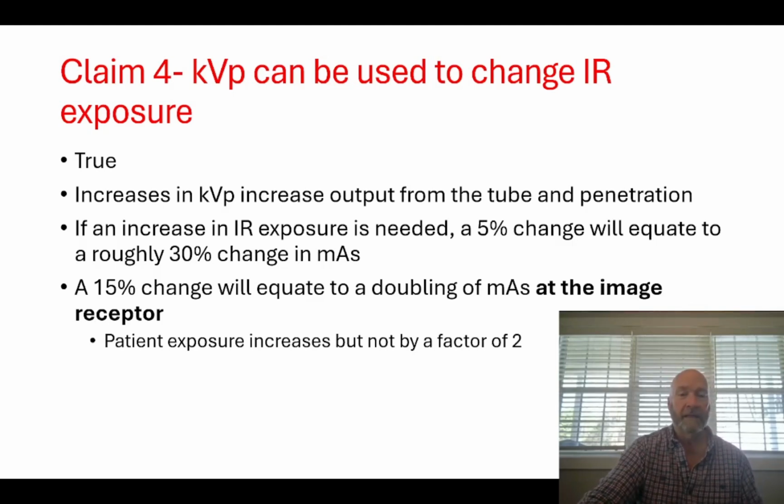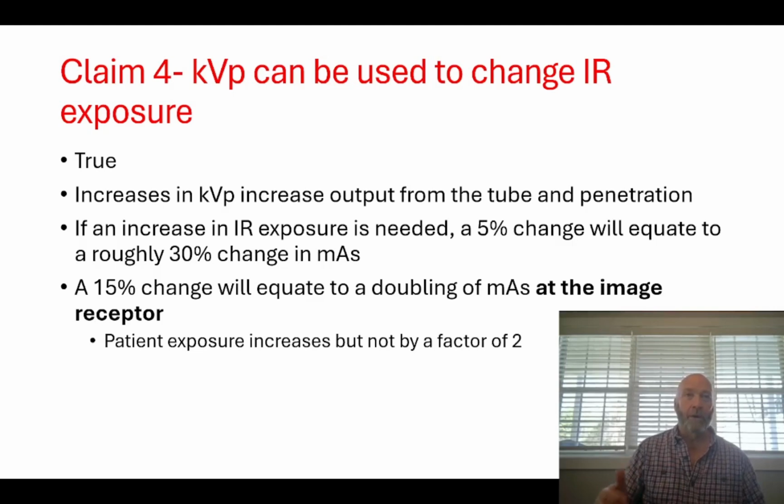Since an increase in kVp increases penetration and it increases output from the X-ray tube, if we wanted to change our image receptor exposure by a factor of 2, let's say we made an exposure on the patient and we underexposed the patient, and we needed to repeat and we needed to increase the image receptor exposure by a factor of 2, then what we would do is use a 15% change in kVp without doing anything else. So we would increase kVp by 15% and leave mass the same.